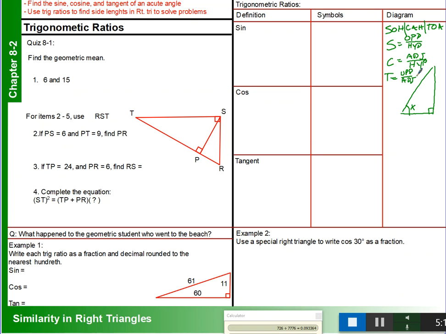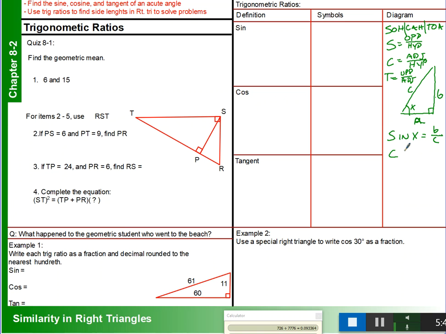So let's call this A, B, and C. So the sine of angle x is equal to the opposite side length, so that's B, because it's opposite the angle, divided by the hypotenuse, C.